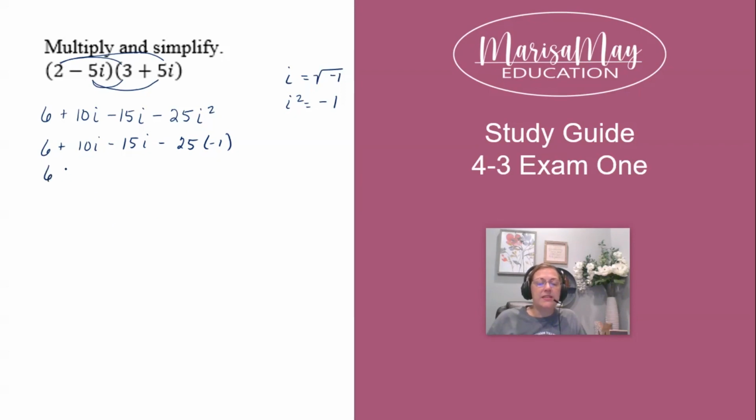And I'll multiply 6 plus 10i minus 15i. Now, negative 25 times negative 1 will give me positive 25. And now let's just combine those like terms. So 6 plus 25 will give me 31. And 10i plus negative 15i will give me negative 5i.